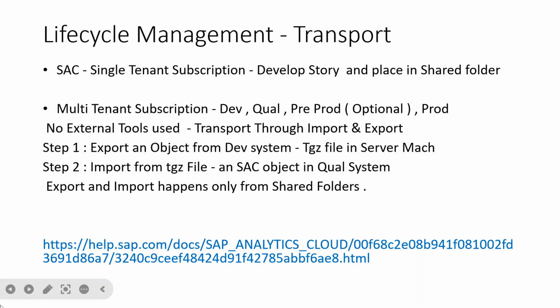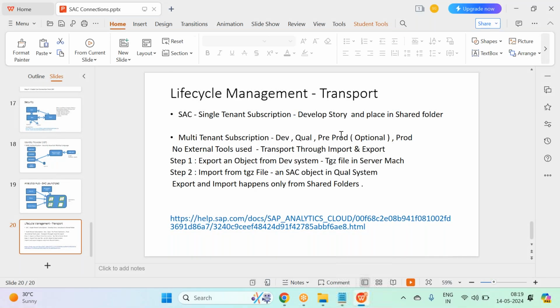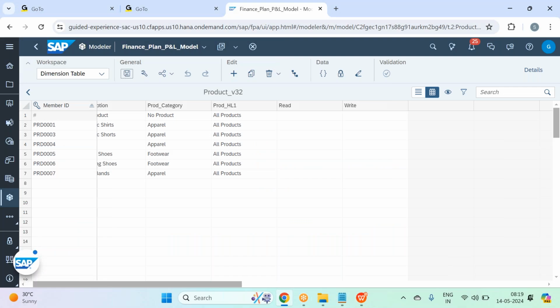So how do we transport the objects? If you have multi-tenant subscriptions, guys, we always develop the stories in the development system. Then we transport them into quality and production boxes. So how do we transport the objects from one system to the other system? Guys, I cannot show the transport because I don't have a multi-tenant system.